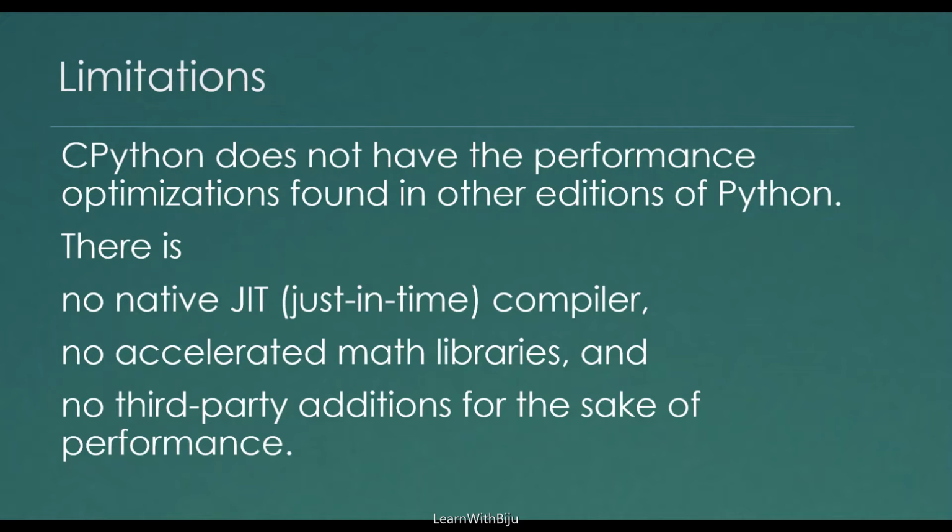So you may ask, since CPython is the default, why limitations? Yes, there are some limitations for CPython. CPython does not have the performance optimization found in other editions of Python. There is no native JIT just-in-time compiler, no accelerated math libraries, and no third-party additions for the sake of performance.